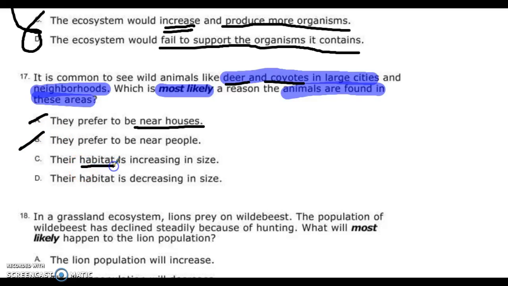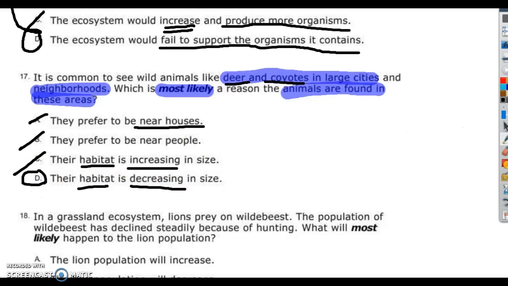Their habitat, their natural place that they live and grow, is increasing in size. Are we growing more and more forest on a day-to-day basis? No. What are we doing to the forest? All around the world, whether it's a rainforest or deciduous forest, we're chopping down trees, and we're lowering the amount of forest, correct? So definitely not increasing in size. Their habitat is decreasing in size. I like that answer. That's the best answer.